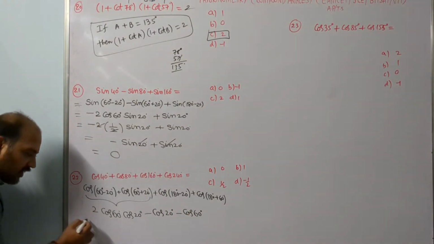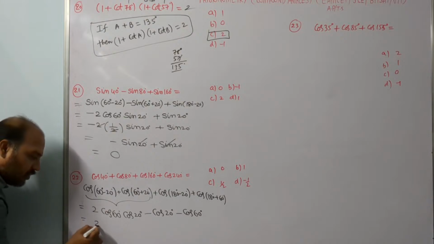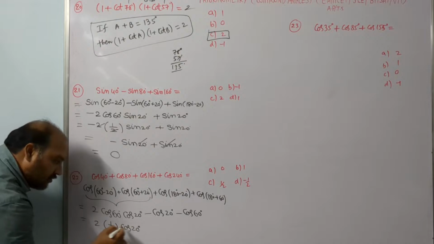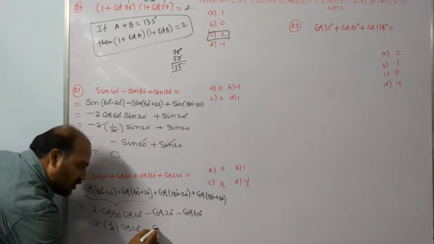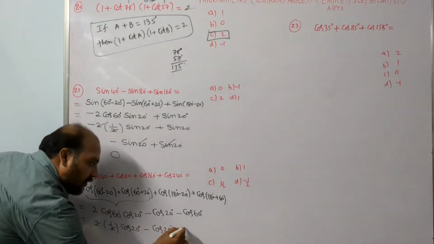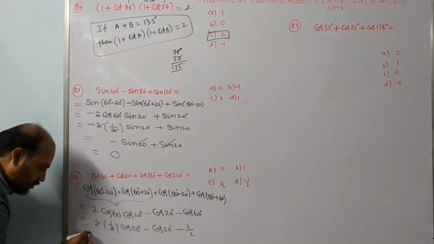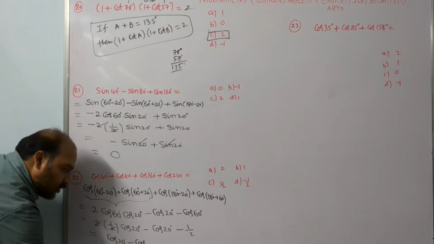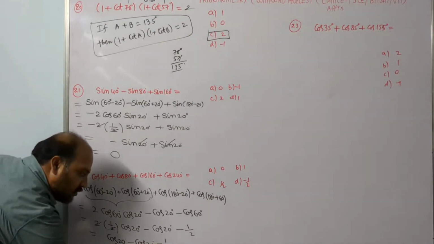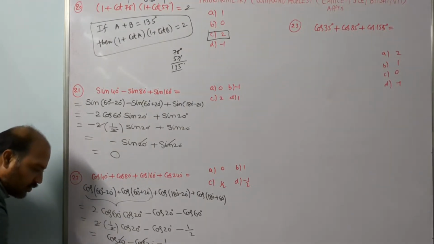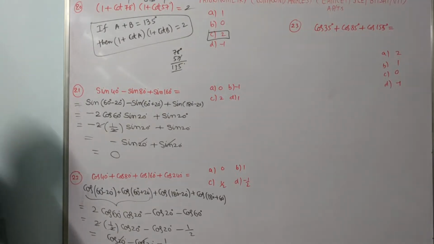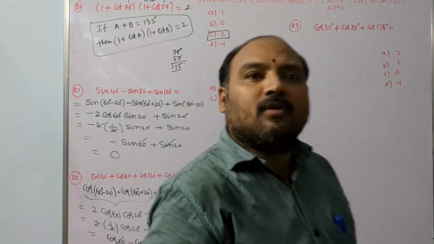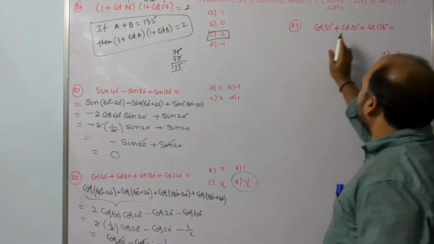So cos 60 value is 1 by 2. 2 into 1 by 2 into cos 20, the 2s get cancelled. Minus cos 20, minus cos 60 means minus 1 by 2. So cos 20 minus cos 20 minus 1 by 2. Minus cos 20 plus cos 20 get cancelled. The answer is minus 1 by 2. It is there in the fourth option, dear students. Okay, we'll move on to another question here.